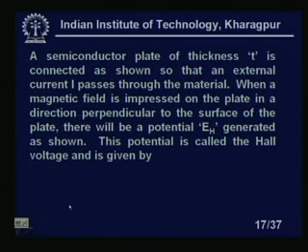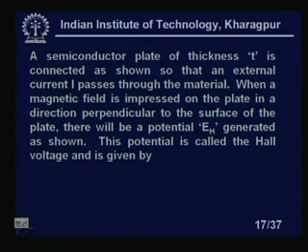A semiconductor plate, actually you will find that the Hall coefficient or Hall voltage is more predominant in the case of semiconductors, though all metals are supposed to have some Hall voltage. A semiconductor plate of thickness T is connected as shown, so that an external current I passes through the material, okay, due to some battery voltage. And when a magnetic field is impressed on the plate in a direction perpendicular to the surface of the plate, there will be a potential E_H, that means the Hall voltage E subscript H is generated as shown, and this potential is called the Hall voltage and is given by E_H = K_H × I × B / T.